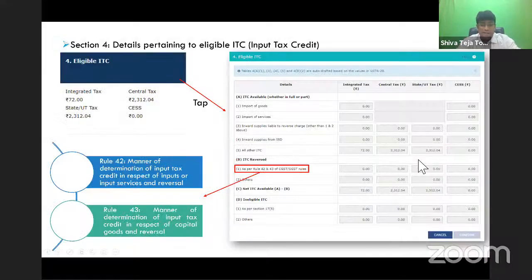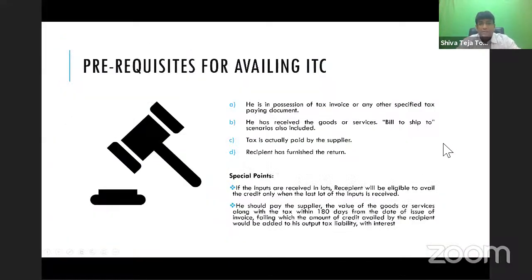Yeah, coming back to the discussion, all the discussion I've done is for a reason because a lot of friends wanted to understand the story of reversal. That is why I've spent time on this. Next point. Prerequisites for availing ITC. What are the conditions to claim input tax credit?